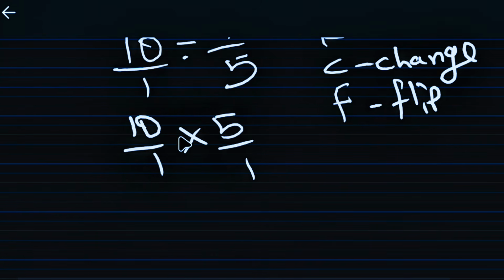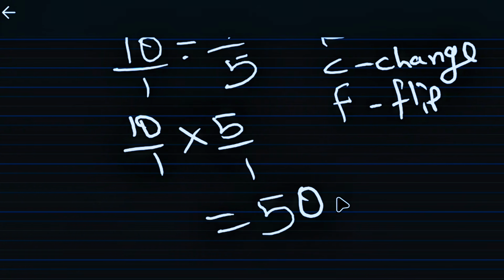So from here, 10 multiplied by 5 equals 50, and 50 divided by 1 will still give us 50 as the right answer. Now let's solve a more complicated question.